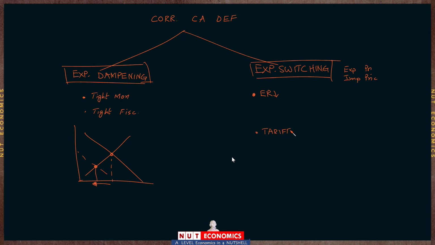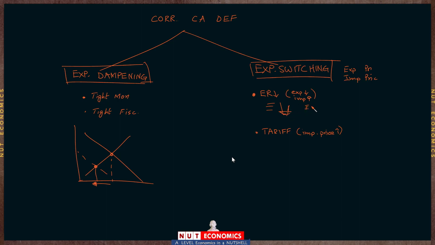Now, exchange rate depreciation will reduce the price of exports and raise the price of imports. Import prices will go up, and a tariff only attacks the import prices. It makes imports more expensive. The other details are obviously important. For exchange rate depreciation, make sure that you understand and can explain the J-curve effect.